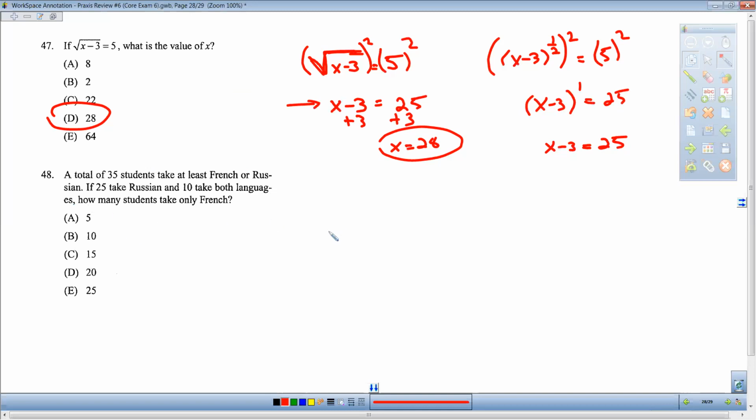Number 48, you've got a total of 35 students that take at least French or Russian. So I'm going to have a number that take French or Russian, and that's a total. And then I know that if 25 take Russian, so I do have a number that's taking Russian, and then a number that's taking both. I want to know how many students are only taking French.